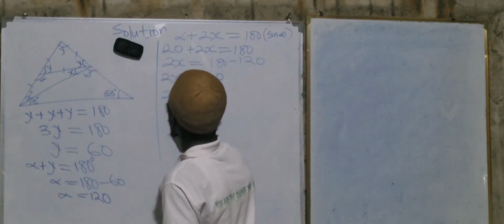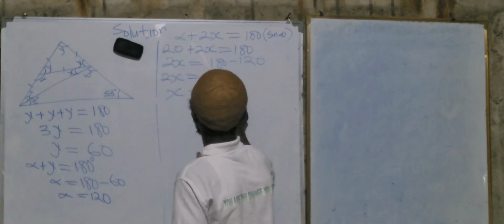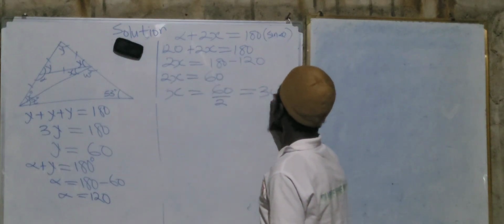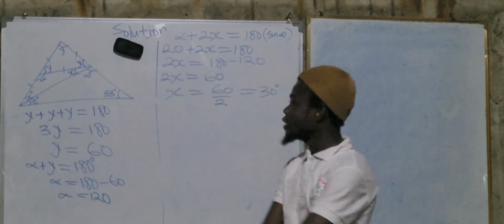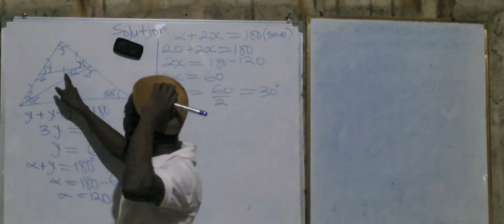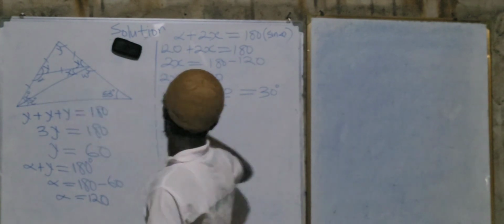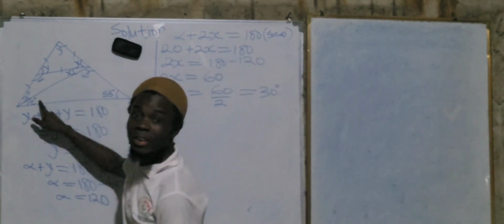So therefore 2x is 60, so x is equal to 60 divided by 2, right? And x is equal to what? 30 degrees. We have gotten the value of x now. Now x is 30, right? So this x and this z, they have a relationship, right?